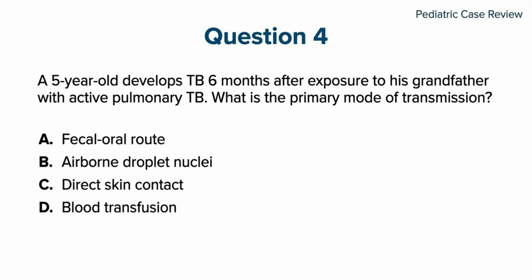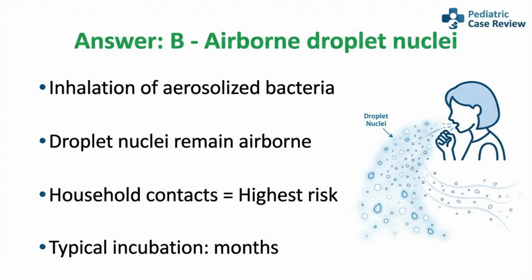Question 4. A 5-year-old develops tuberculosis 6 months after exposure to his grandfather with active pulmonary tuberculosis. What is the primary mode of transmission? Option A, fecal-oral route. Option B, airborne droplet nuclei. Option C, direct skin contact. Option D, blood transfusion. The correct answer is option B, airborne droplet nuclei.